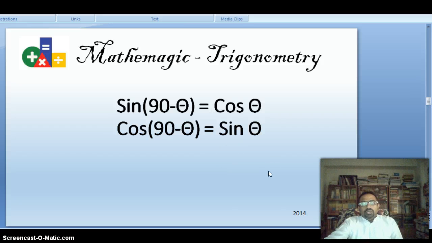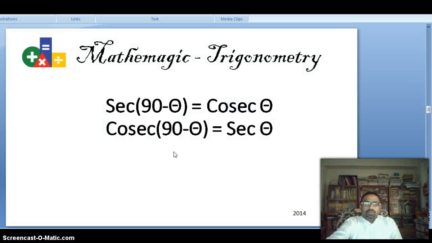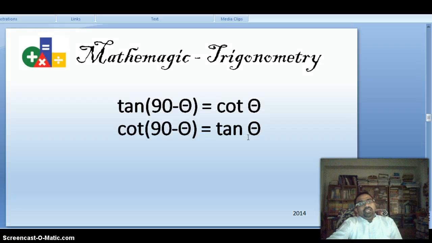And going forward, we have a series of identities. Sine of 90 minus theta is equal to cos theta. And cos of 90 minus theta is equal to sine theta. In the same way, secant of 90 minus theta is cosecant theta, and cosec 90 minus theta is sec theta. And tan 90 minus theta is cot theta, and cot 90 minus theta is tan theta.